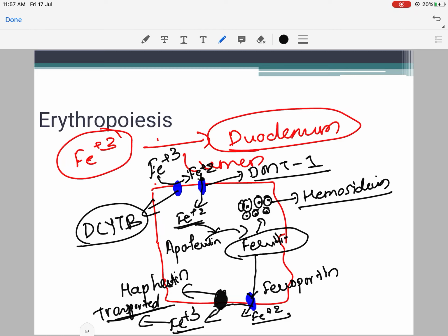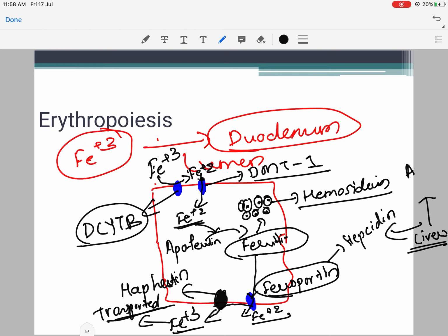Okay, so the important step here to remember is that this ferroportin channel is under control of one molecule called hepcidin. Now this hepcidin is secreted by the liver. Anything which is secreted by the liver is an acute phase reactant. Acute phase reactant means what? That this molecule can be altered during any stage of inflammation. So during inflammation, hepcidin increases.